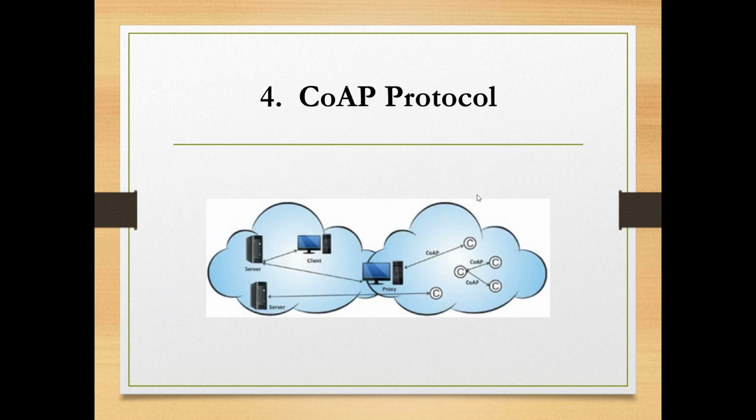Then we have another protocol called constrained application protocol. Again, as with the MQTT, it is a lightweight protocol, but it is implemented for replacing the HTTP protocol, which consumes a huge amount of power.